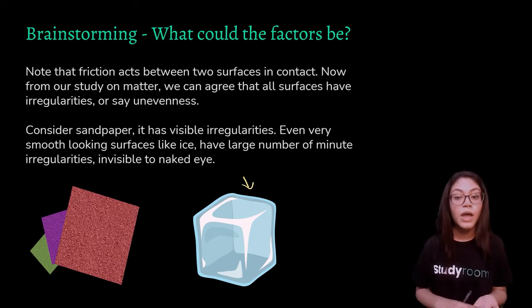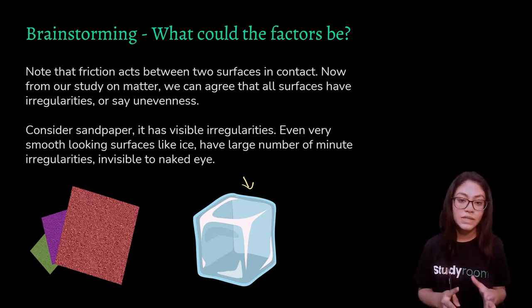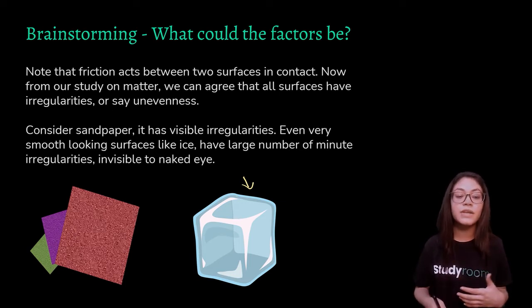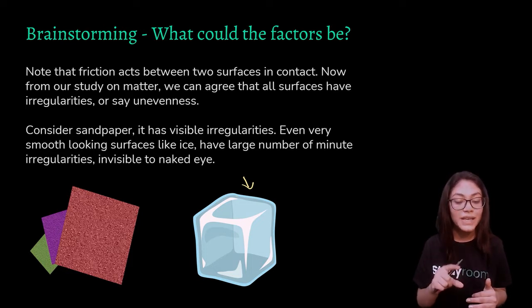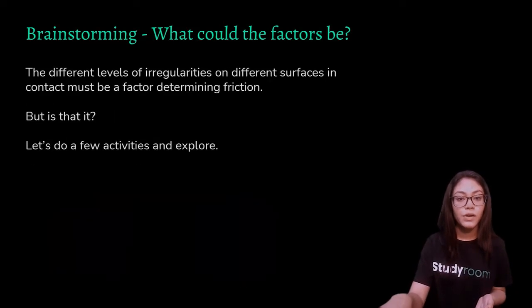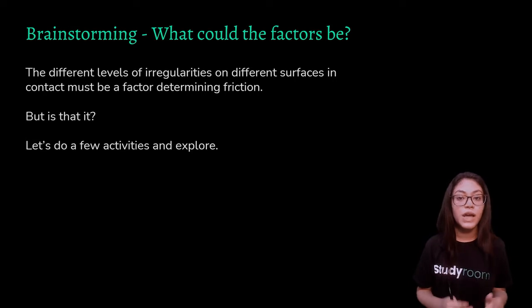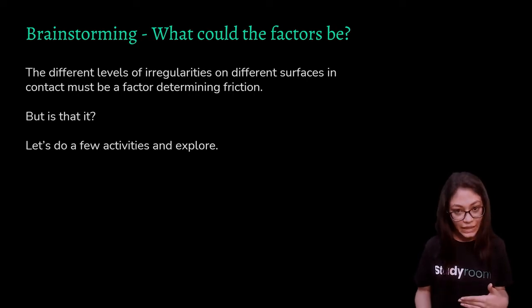It appears very smooth. But even on such a smooth surface, some unevenness and irregularities are always present. There must be a large number of irregularities on the sandpaper and fewer irregularities on a piece of ice, but irregularities are always present. The different levels of irregularities on different surfaces in contact must be a factor determining the friction. Now, let's do some activities to understand the factors of friction in detail.